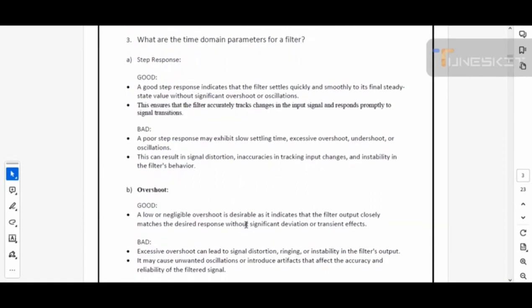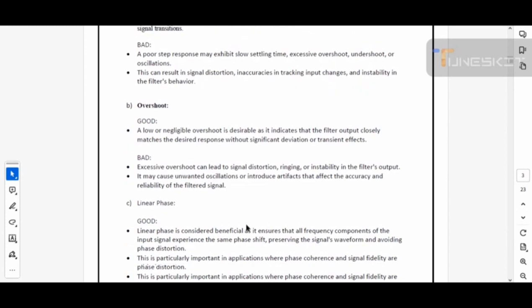Okay, the next one is: what are the time domain parameters for a filter? So there are two parameters, step response and overshoot. We are going to discuss the good and bad impacts of both of these. A good step response indicates that the filter settles quickly and smoothly, and a poor step response exhibits a long settling time, excessive overshoot and undershoot, like that.